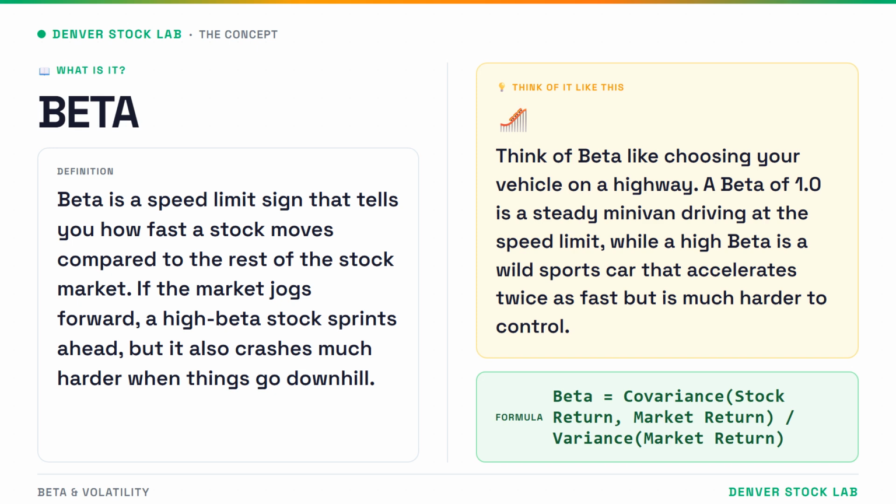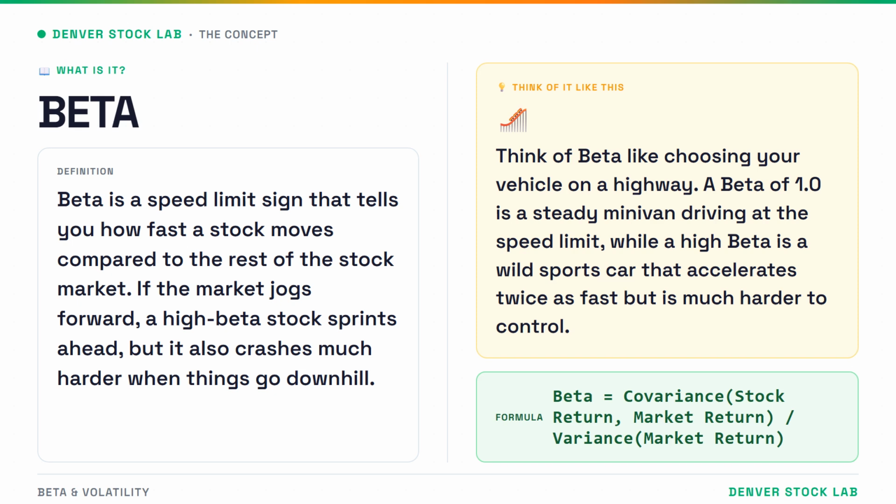But what happens when we look at other vehicles on this river? This is where beta becomes incredibly useful. Imagine you are choosing your vehicle for a drive down a busy highway. A stock with a beta of 0.5 is like a heavy, steady minivan driving safely in the slow lane. It is only moving at half the speed of the market.